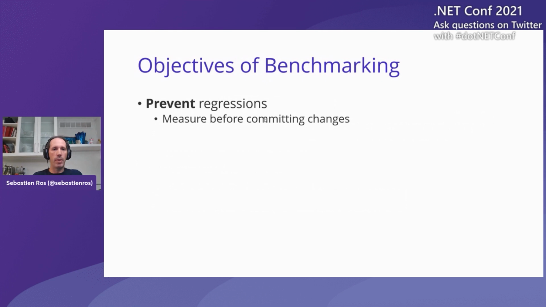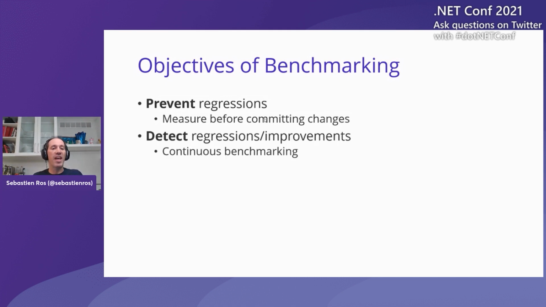Why do we benchmark and how do we benchmark? First, to prevent regressions. Something that you want to avoid is that you make some change and then the perf of your app decreases, or there is a change that you didn't expect. So you need to be able to prevent these. And to prevent these, you need to measure before you commit your changes.